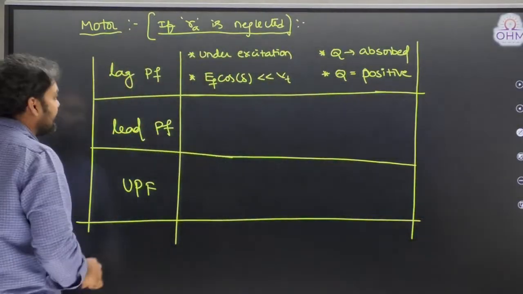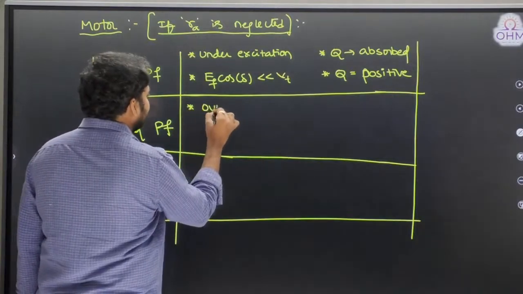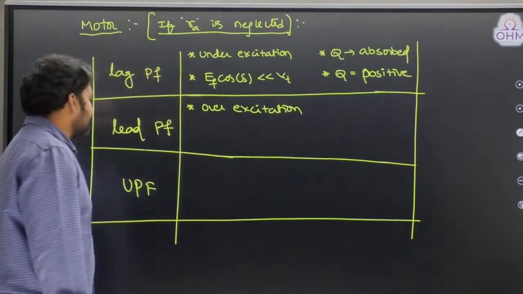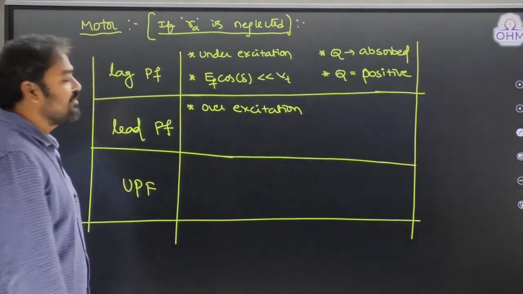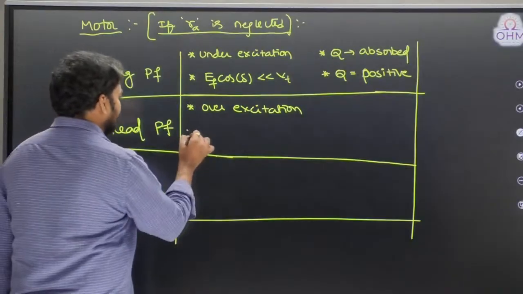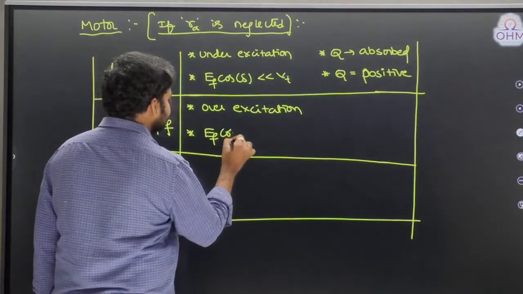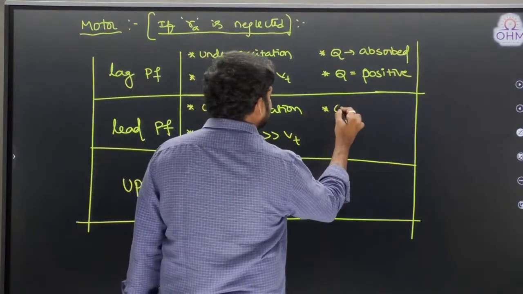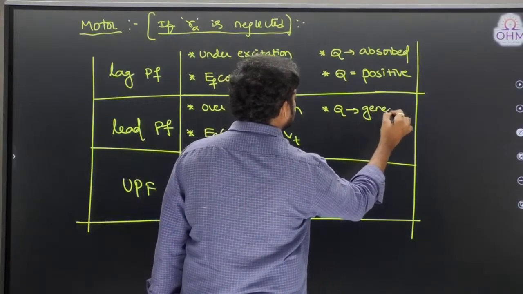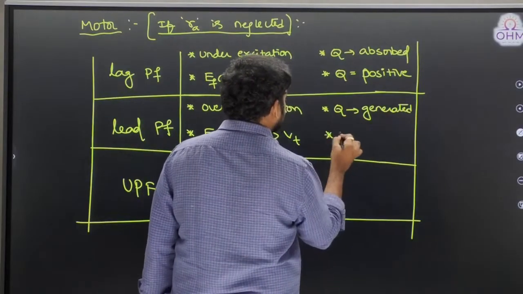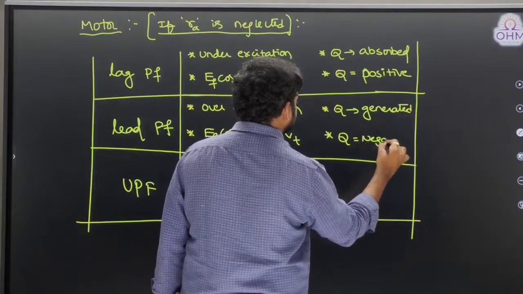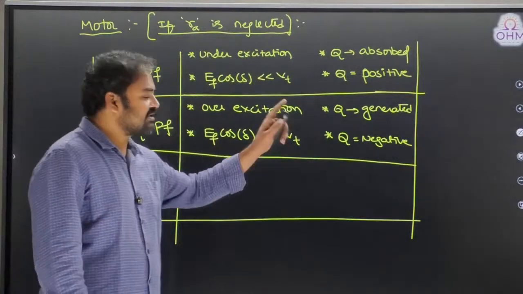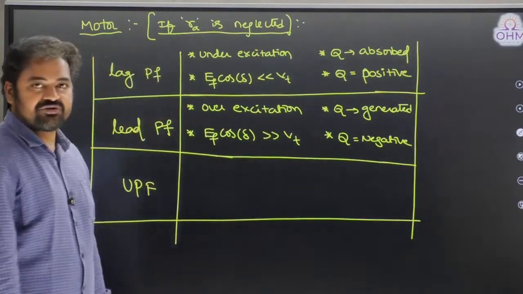Now if you look at leading power factor, leading power factor means over excitation, exactly opposite to the generator. In a generator, leading power factor is under excitation, but in a motor, leading power factor is over excitation. Over excitation means EF cos delta is greater than VT, and reactive power is generated by the machine and it is negative. You can use the reactive power formula. If EF cos delta is greater than VT, definitely reactive power is negative.